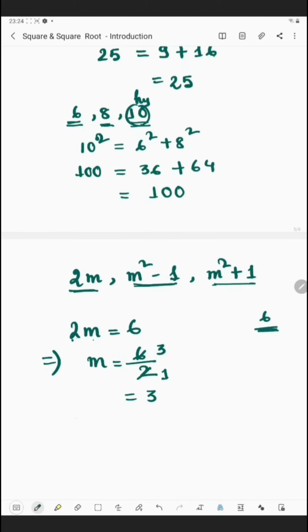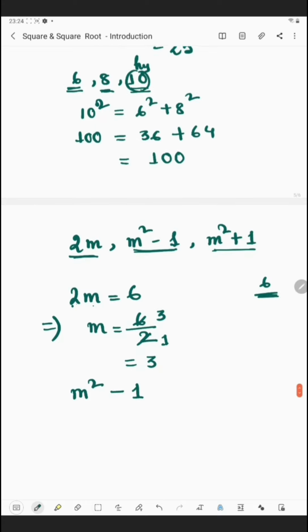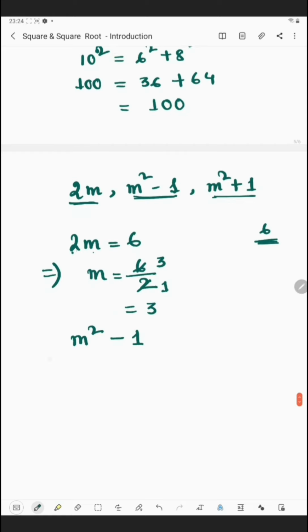Another member is given, which is m square minus 1 and m square plus 1. Here we will have to just put the value of m to get the second member. So the value of m is 3. In place of m, if you put the value of m, which is 3, it will be 3 square minus 1. So 3 square minus 1 is 9 minus 1, which is 8.